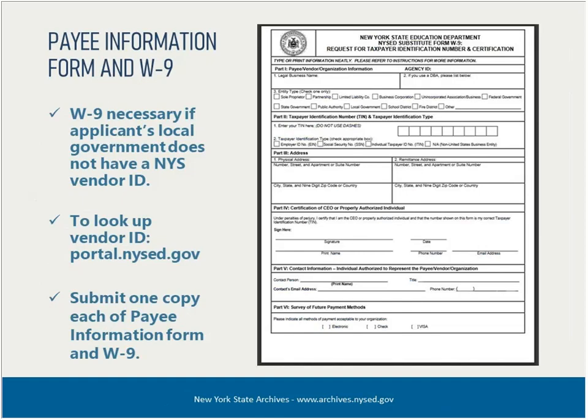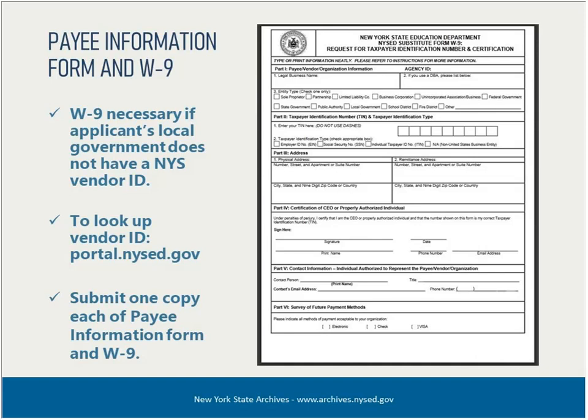If your local government does not have a New York State vendor ID, you'll also want to fill out Form W-9 to request one. If you're not sure what your local government's New York State vendor ID is, you can visit portal.nysed.gov to look up that number. The W-9 is part of the same PDF or Word or HTML file as the pay information form, so when you open up that link, just keep scrolling to access the W-9 if you need it.